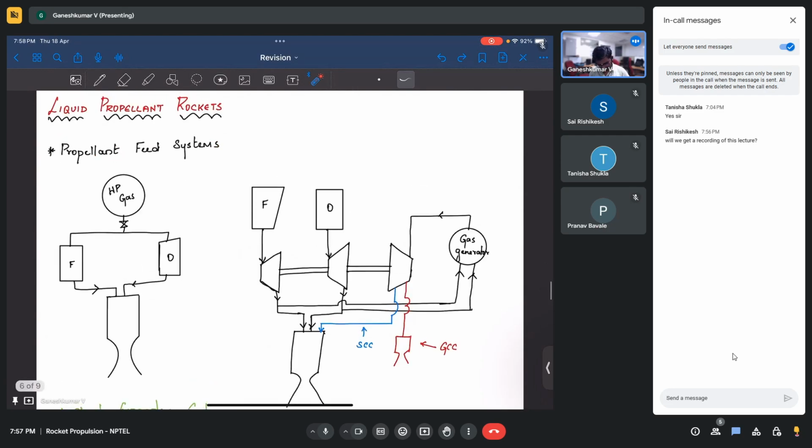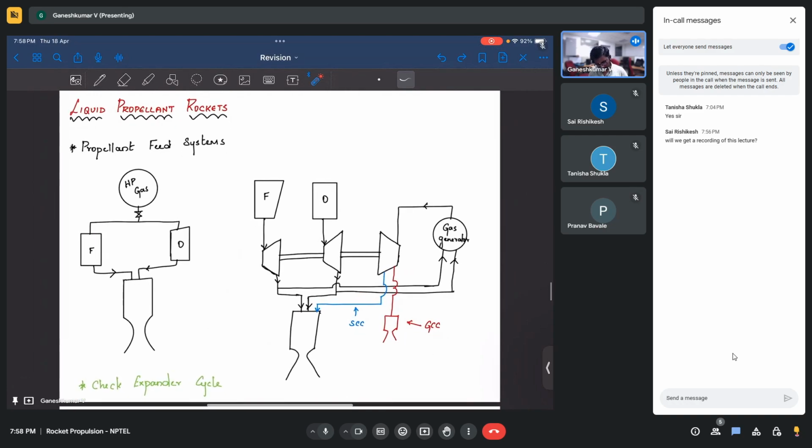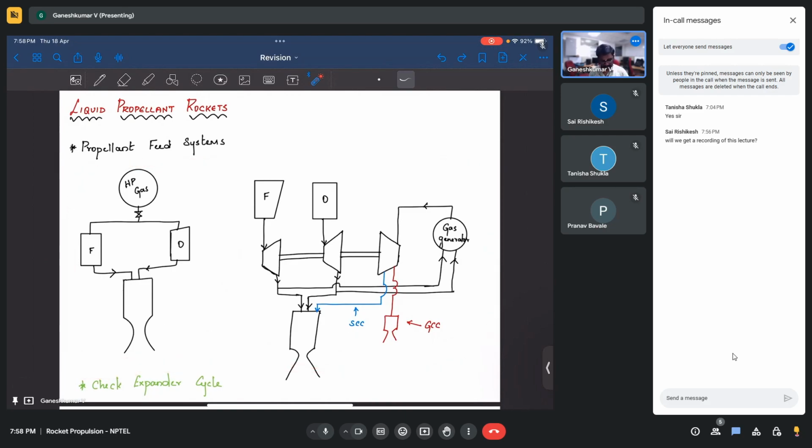Okay, and then you have liquid propellant rockets. Till now, it's been solid propellant, where you cast it and put it inside. In a liquid propellant rocket, you have a tank and a liquid supply, and it has to be pumped because you need a higher pressure in the chamber. That's why you have a pump, and if you have a pump, you need to give it a power source, and that is given by the turbine.